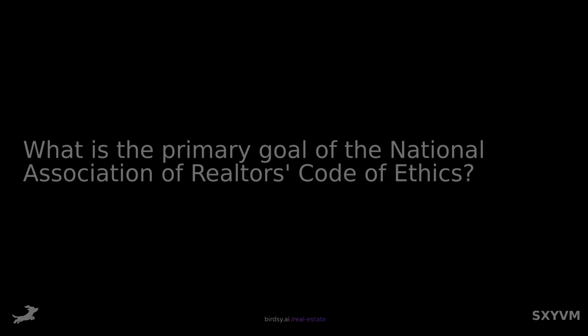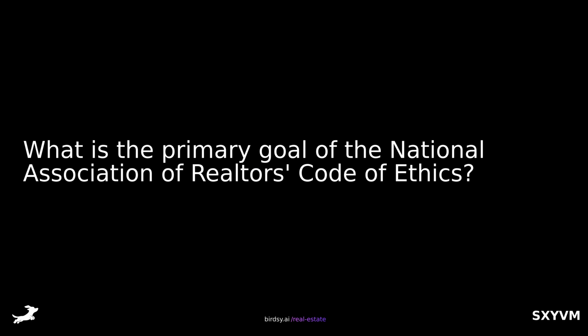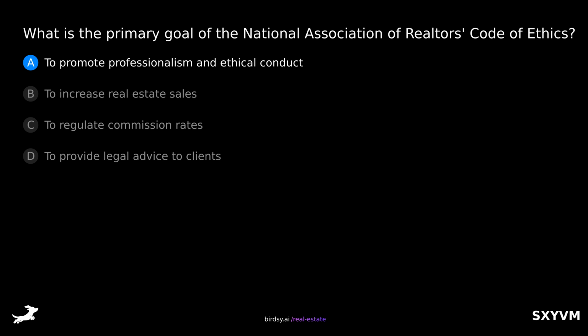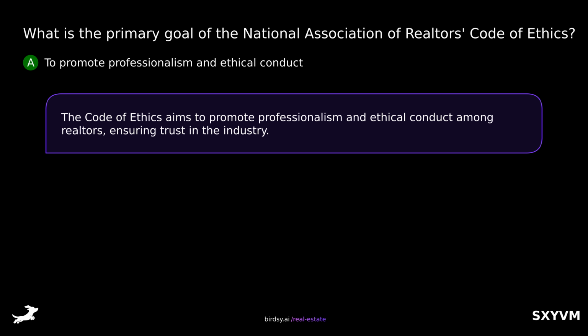What is the primary goal of the National Association of Realtors Code of Ethics? Is it A, to promote professionalism and ethical conduct? B, to increase real estate sales? C, to regulate commission rates? Or D, to provide legal advice to clients? The answer is A, to promote professionalism and ethical conduct. The Code of Ethics aims to promote professionalism and ethical conduct among realtors, ensuring trust in the industry.